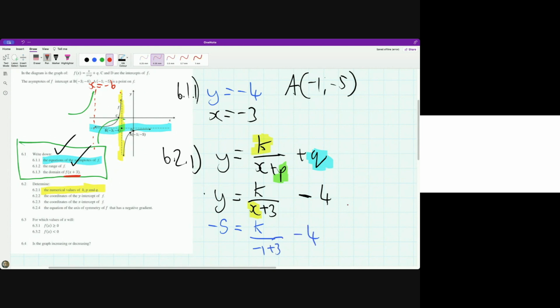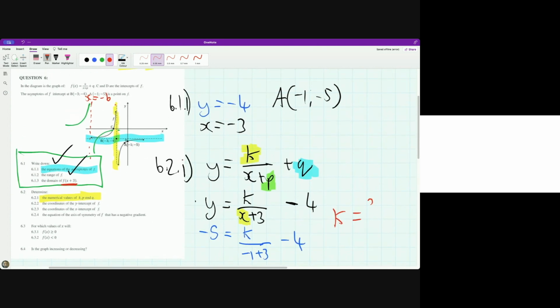Okay, for the last question today, I'm going to say find k. And then in the next lesson, I will pick up with the second half of this functions question. What do you think the value of k is going to be? I need to get this value here by itself.